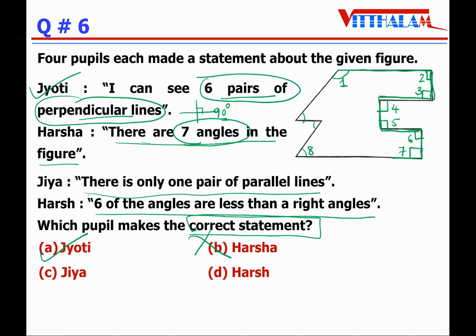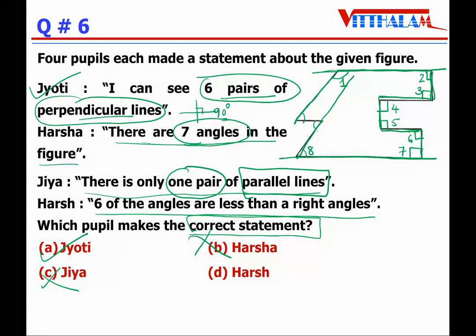Let's talk about Jia. What Jia said: there is only one pair of parallel lines. So this is first and this is second. These two are parallel, so it's one pair. In the same way, if I draw this, it's a parallel line. Jia said one pair, but already we identified two. So that means what Jia is saying is not correct.